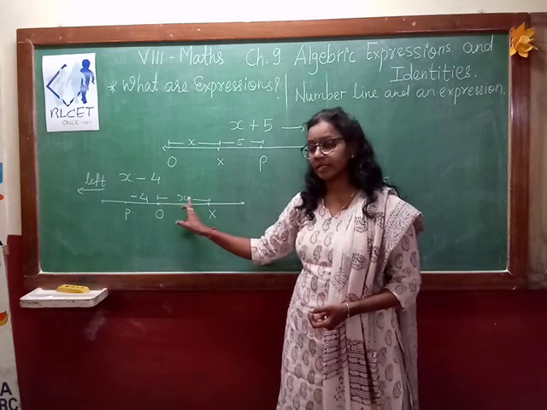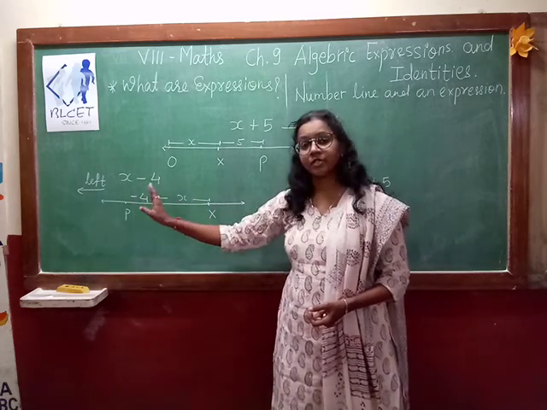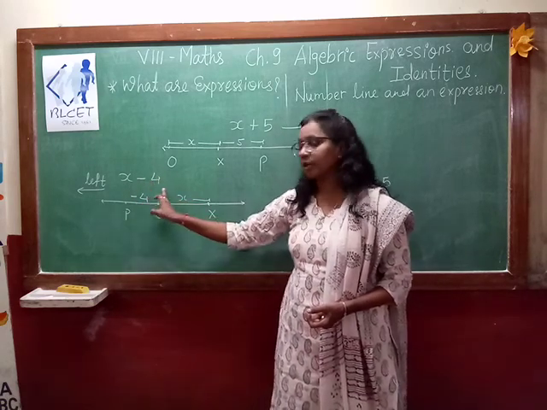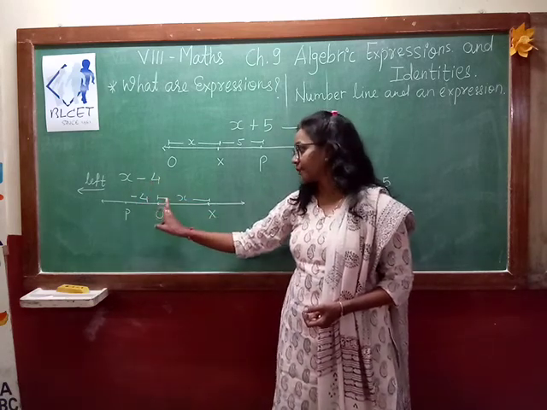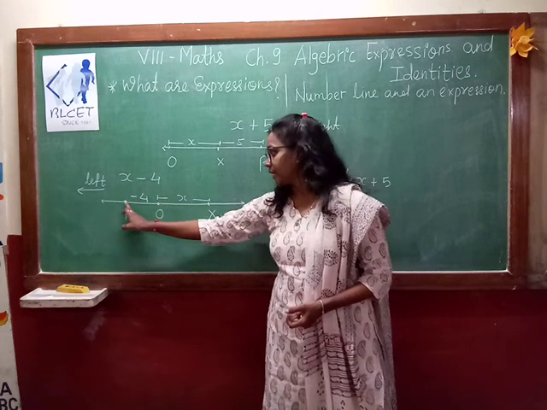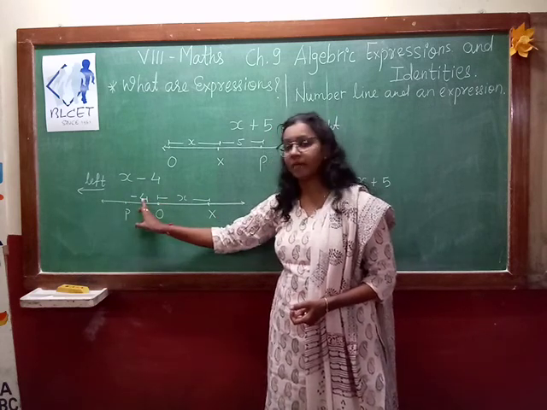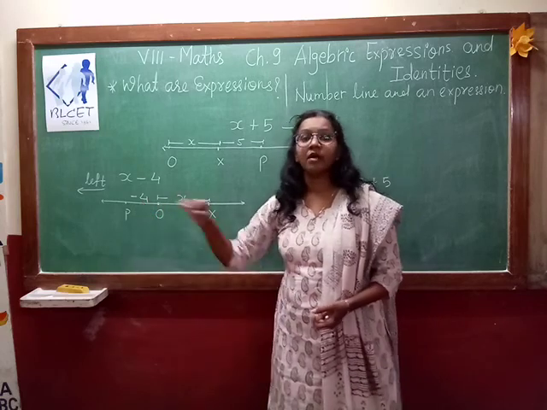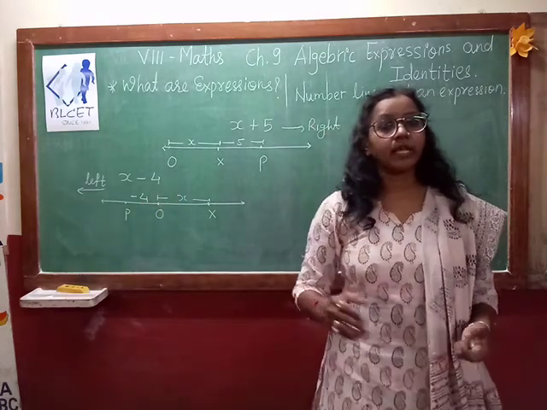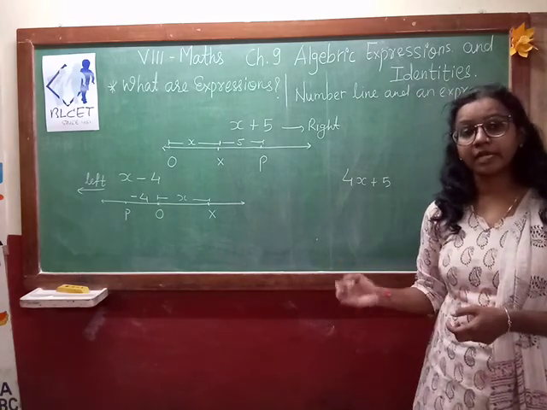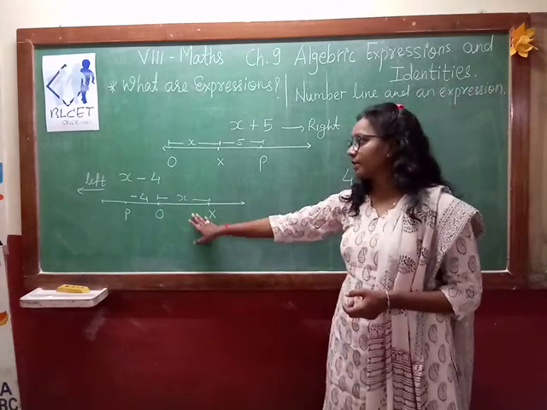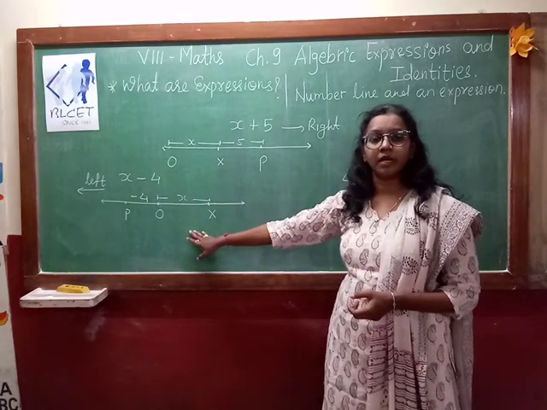This distance represents x. Minus means you have to move to the left side. How many units do you have to consider? 4. So from x to P, this distance represents minus 4. So this is x minus 4, because we are moving in the left direction, because we have to subtract 4 from the given variable. So this is how you can represent x minus 4 on a number line.